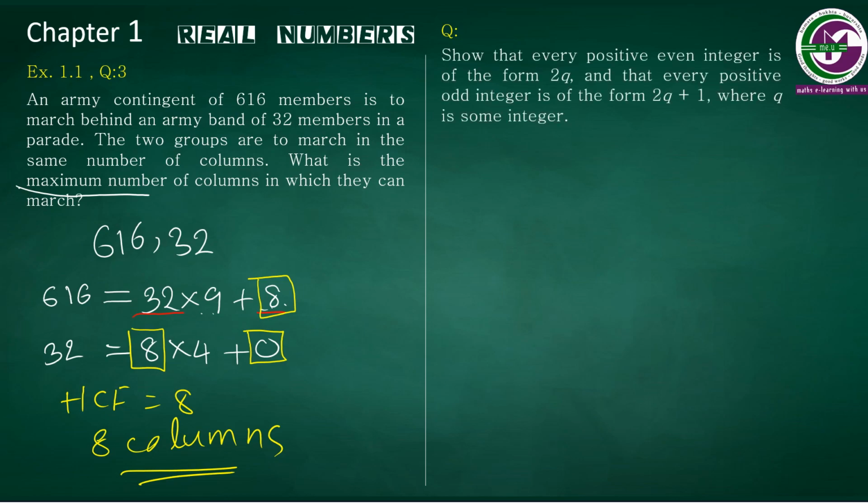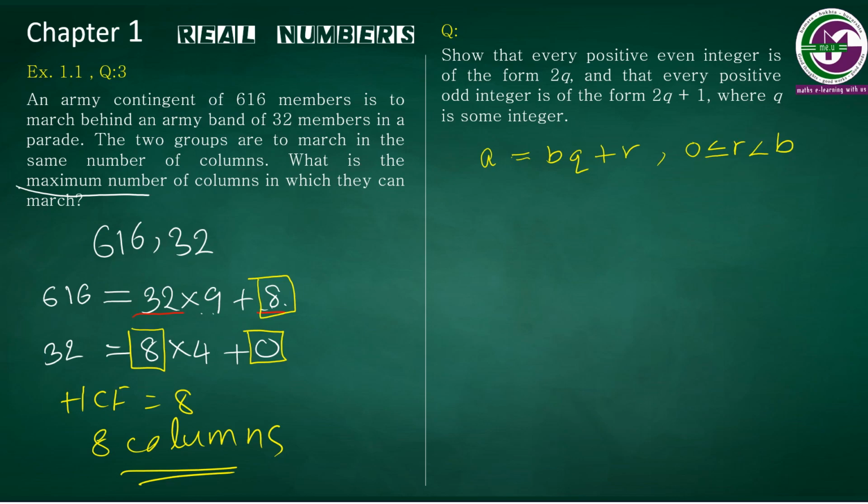It is an example question of the textbook. Show that every positive even integer is of the form 2q and that every positive odd integer is of the form 2q plus 1, where q is some integer. Here we will use Euclid's division lemma. What is Euclid's division lemma? We know that for any positive integers a and b, it can be written as a equals bq plus r for some integer q, where 0 is less than or equal to r, which is less than b. So this is Euclid's division lemma. We'll use it to prove this.